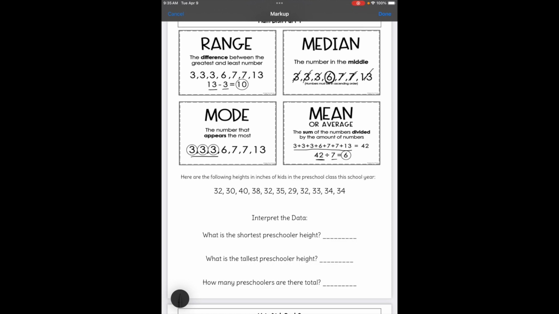To start off, we're going to look at the data below. It says, here are the following heights in inches of kids in the preschool class this school year. We're just going to interpret this data. So looking at the data, go ahead and answer the 3 following questions.